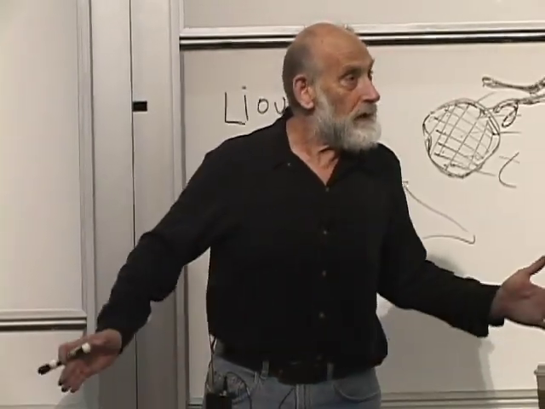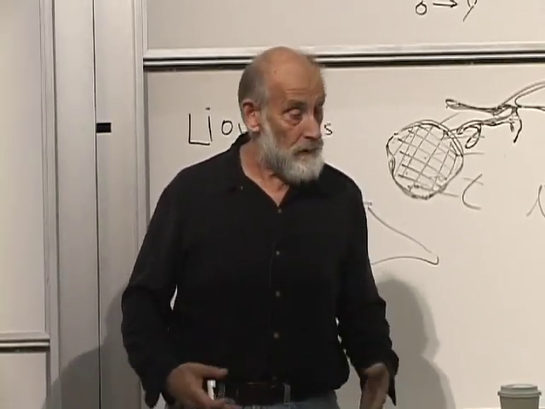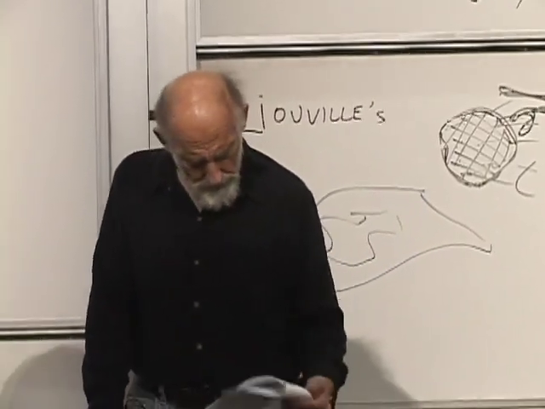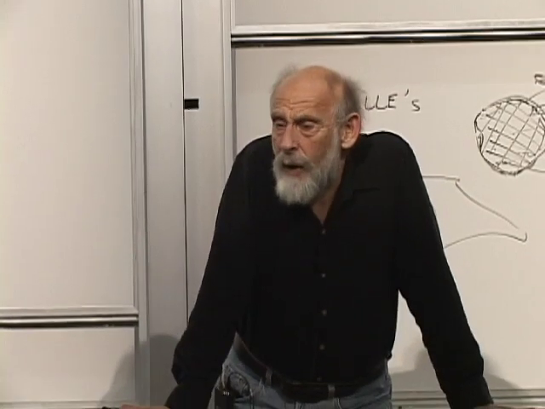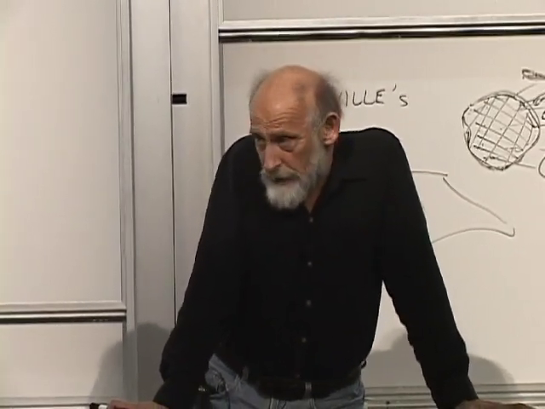It's volume preserving, or phase space volume preserving, which is better than one-to-one. So how do you factor the uncertainty principle into this? Well, you don't. I mean, we're doing classical physics.